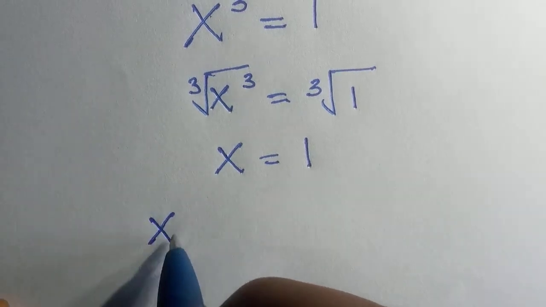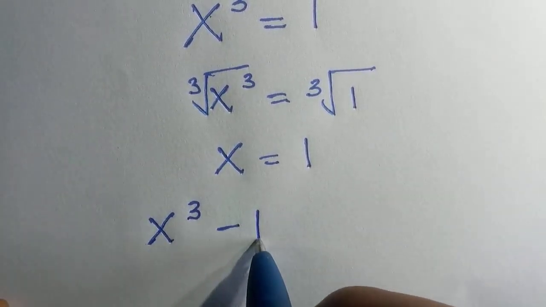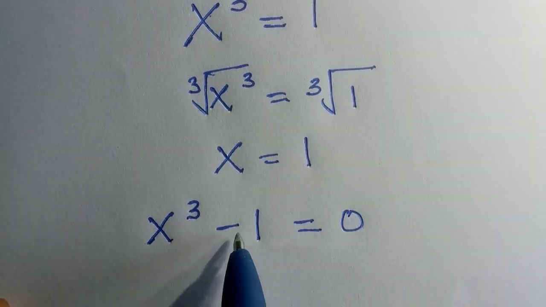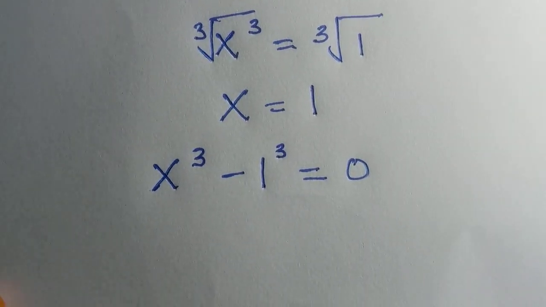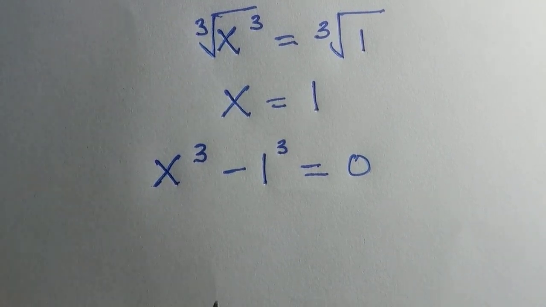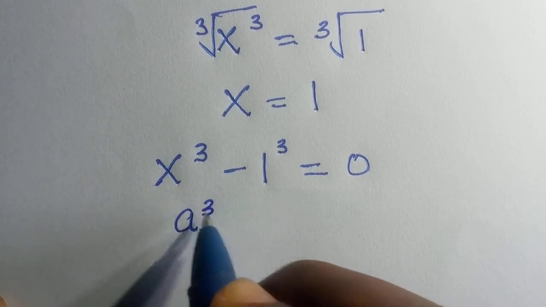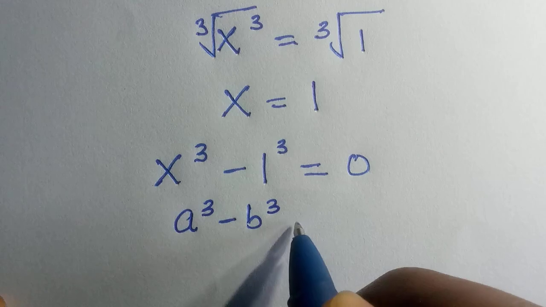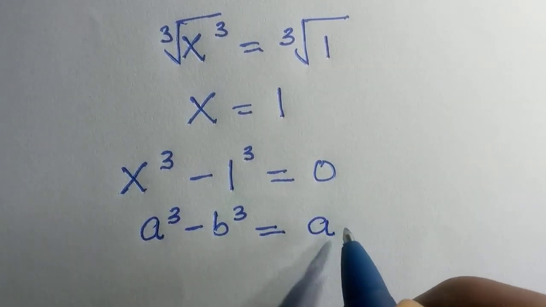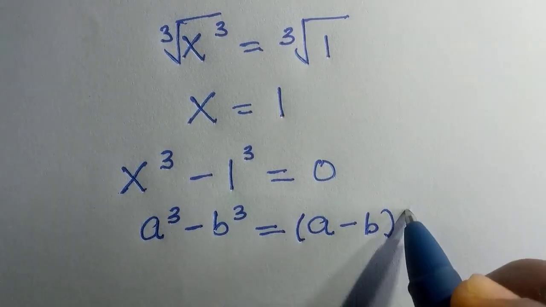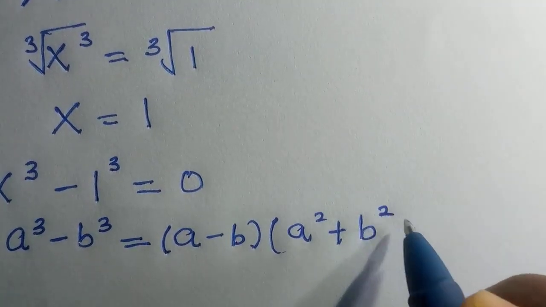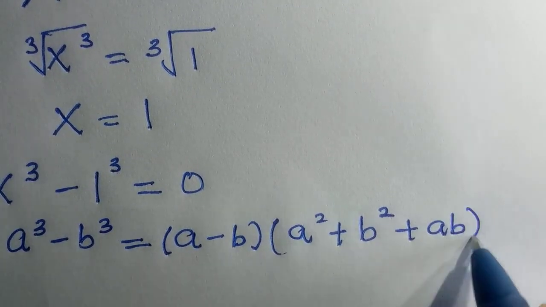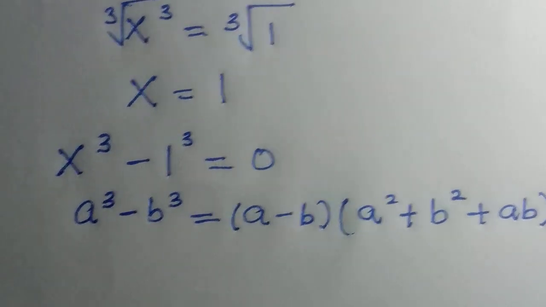From x to the power of 3 equals 1, when we take 1 over, we have x cubed minus 1 equals 0. But this 1 we can also write as 1 to the power of 3, it's still the same thing. So we consider this as a difference of two cubes. When we have a raised to power 3 minus b raised to power 3, this is equal to a minus b, open bracket, a squared plus b squared plus ab, close bracket. Here is the identity for the difference of two cubes.